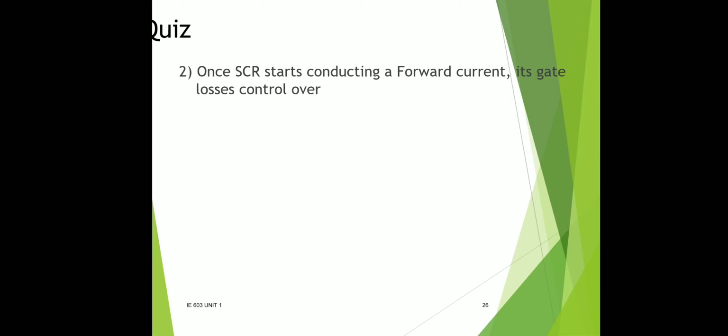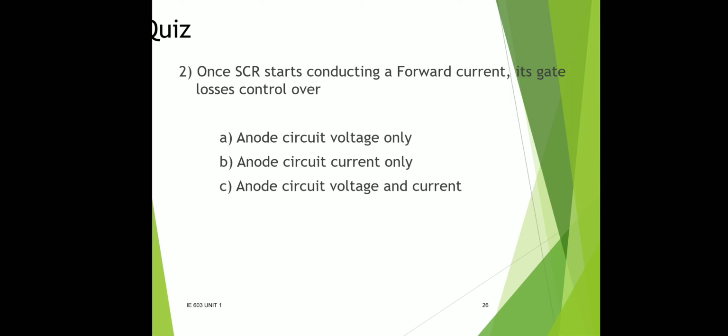And the second question is, once the SCR starts conducting a forward current, its gate loses control over: anode circuit voltage only, anode circuit current only, anode circuit voltage and current, or anode circuit voltage, current and time. Once it conducts, the gate loses control over anode circuit voltage and current. It cannot control once conduction has begun, as the gate is only for triggering.